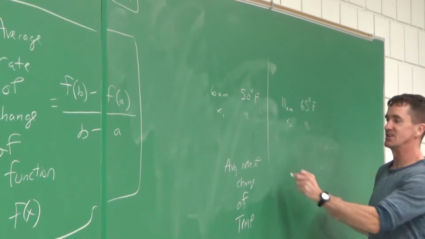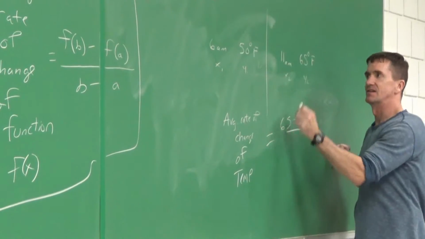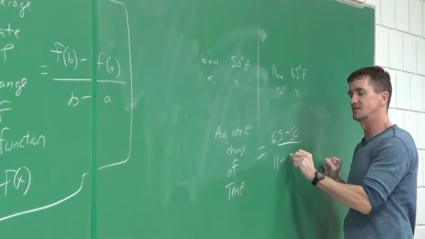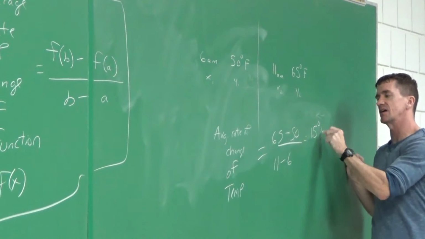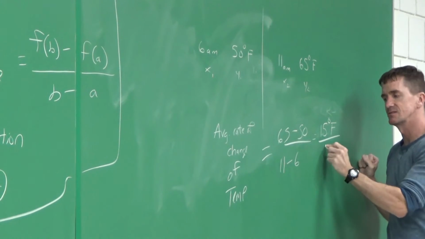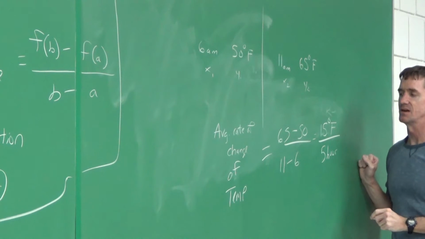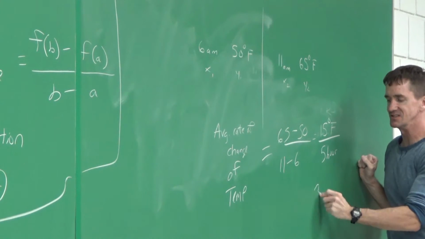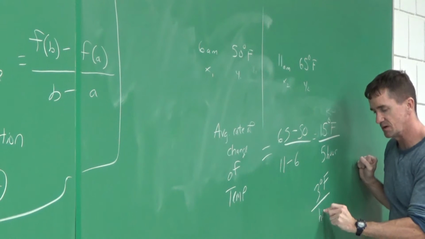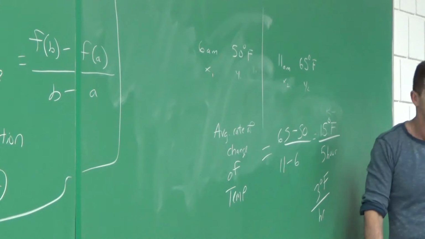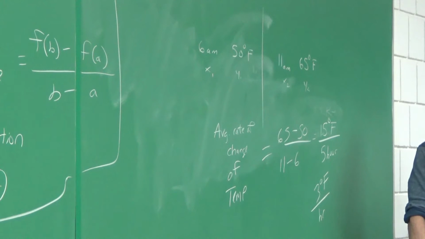You might be able to do it in your head. What's 65 minus 50? 15. And then here comes time. 11 minus the what? 6. So I get 15 degrees Fahrenheit per how many hours? Now do you want to simplify that answer? Yeah. On average, the temperature changed how many degrees per hour? There you go. You can just put an HR at the bottom. On average, the temperature increased 3 degrees per hour.